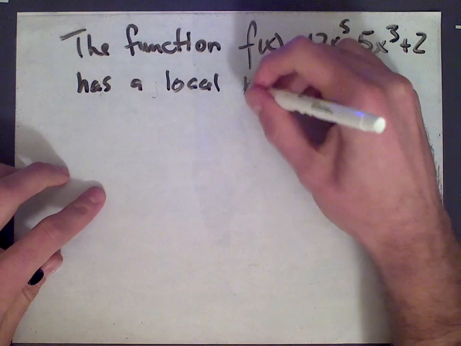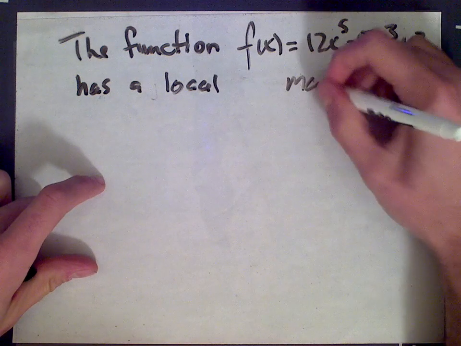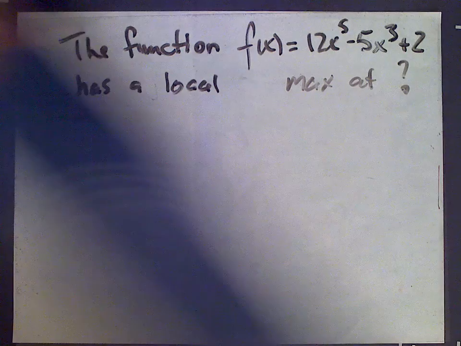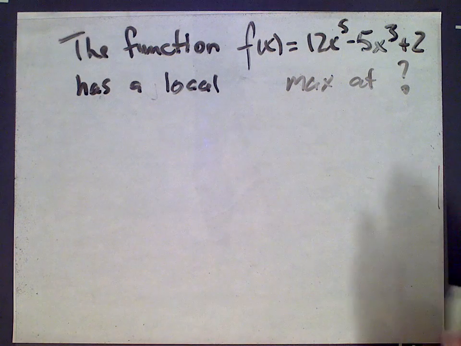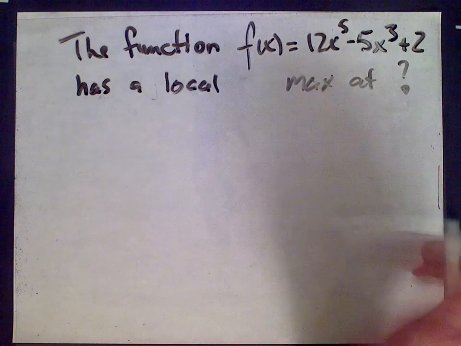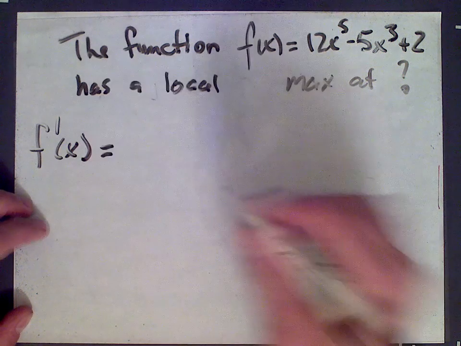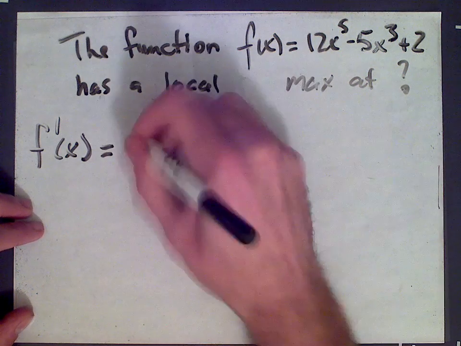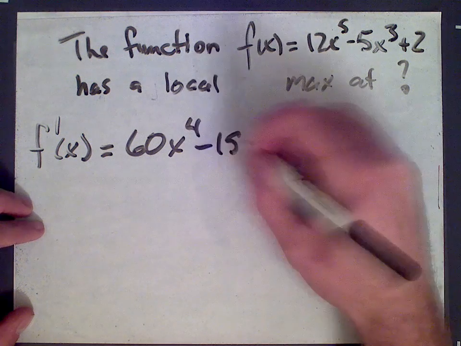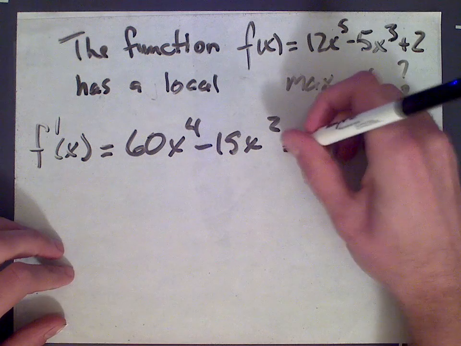Has a local max at question mark. Okay, so what we're going to do is take the first derivative and find the critical points. So f prime of x equals 12 times 5 is 60, x to the power of 4 minus 15x squared. And then we need the critical points, so we're going to solve for when this is 0.